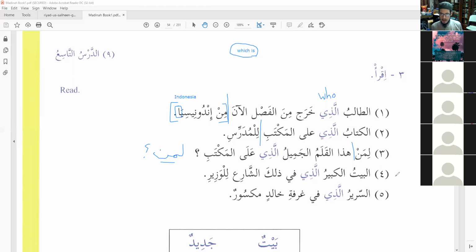Number 4, Brother Tamim. البيت الكبير الذي في ذلك الشارع للوزير. Very good.